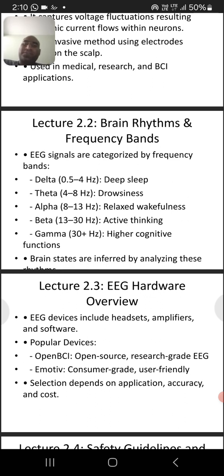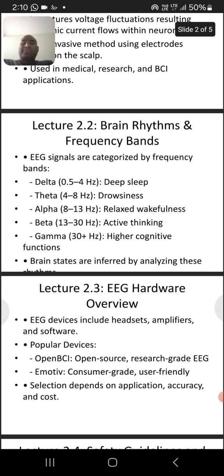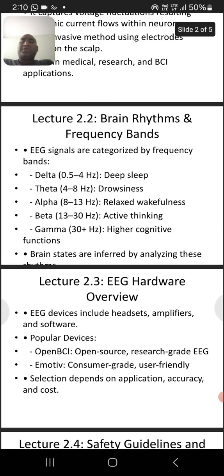Beta is active thinking, 13 to 30 hertz, and gamma waves are greater than 30 hertz and below 100 hertz, which relate to higher cognitive functions. That means for mathematical functioning or any brainstorming activities, gamma waves are generated. Brain states are inferred by analyzing these rhythms. So what are the rhythms? Delta, theta, alpha, beta, gamma. So we can say 0.5 to 100 hertz, where 100 hertz is the maximum frequency of brain waves.